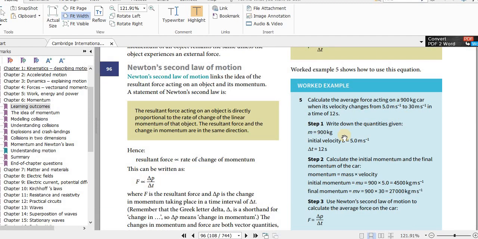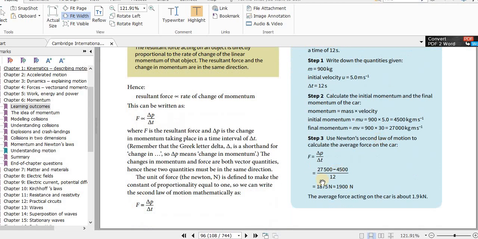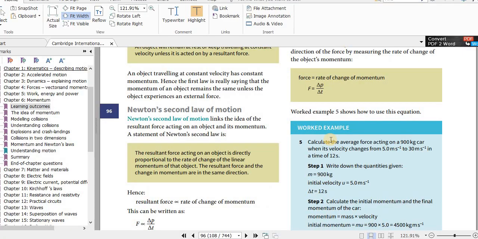And here is an example to help you understand it better. Calculate the average force acting on a 900 kilogram car when its velocity changes from 5 to 30 meters per second in a time of 12 seconds. Now we can use this equation. Also I have created a separate video on Newton's laws. You can watch that for a detailed explanation.